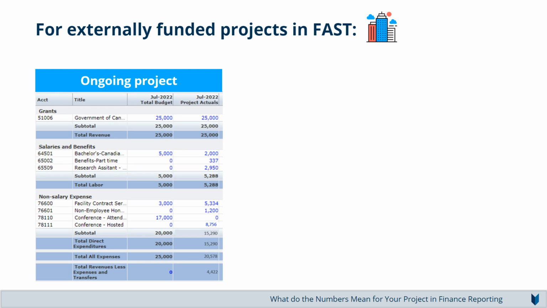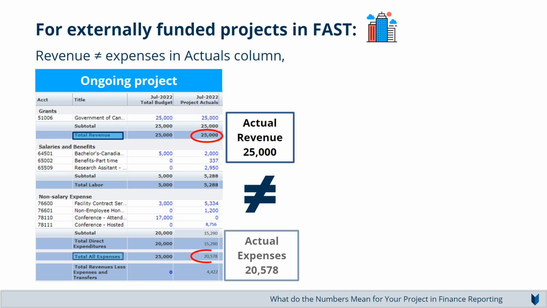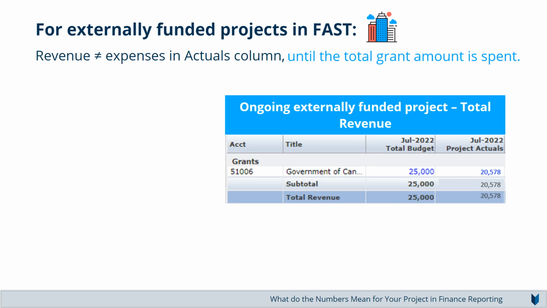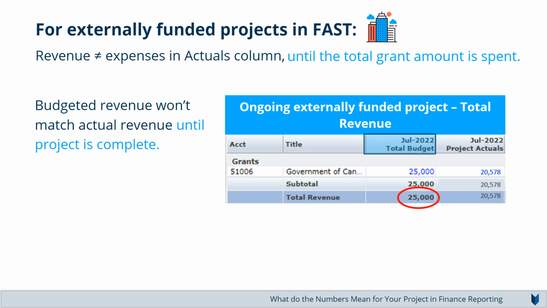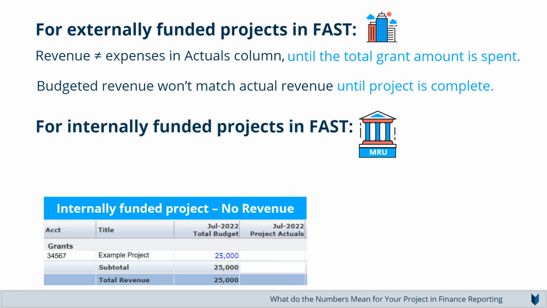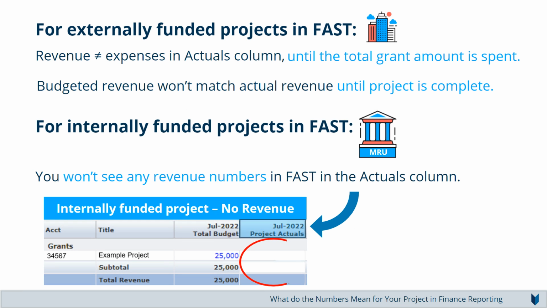For an ongoing, externally funded project, your revenue will not be equal to your expenses in the fourth column until you spend the total grant amount. Also, for externally funded projects, in the grant revenue row here, the revenue in the total budget row will not match the project actuals revenue until the project is completed. For internally funded projects, there will be no revenue.